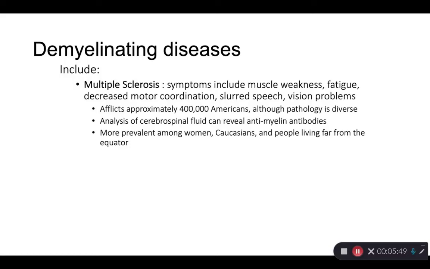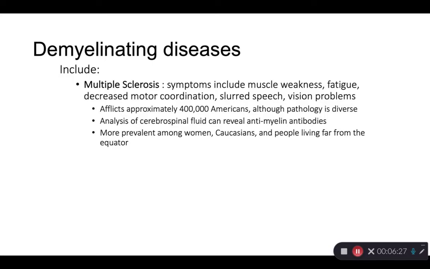So some of the most prominent symptoms are things like muscle weakness, difficulty with movement, feeling tired, having decreased motor coordination, meaning a diminished ability to move your body in the way that you want to. Sometimes it has the effect of slurred speech or vision problems. Like I said, it's quite common. It affects about 400,000 Americans, but I say here the pathology is diverse. So some people have relatively fewer symptoms and live for a very long time without having significant deficits. In other people, it can be much more aggressive, and it can, in some cases, cause death.